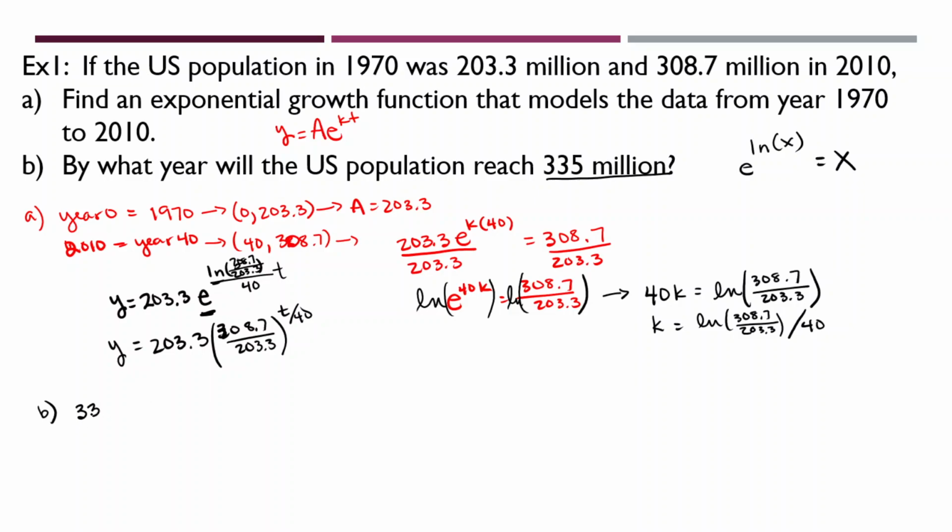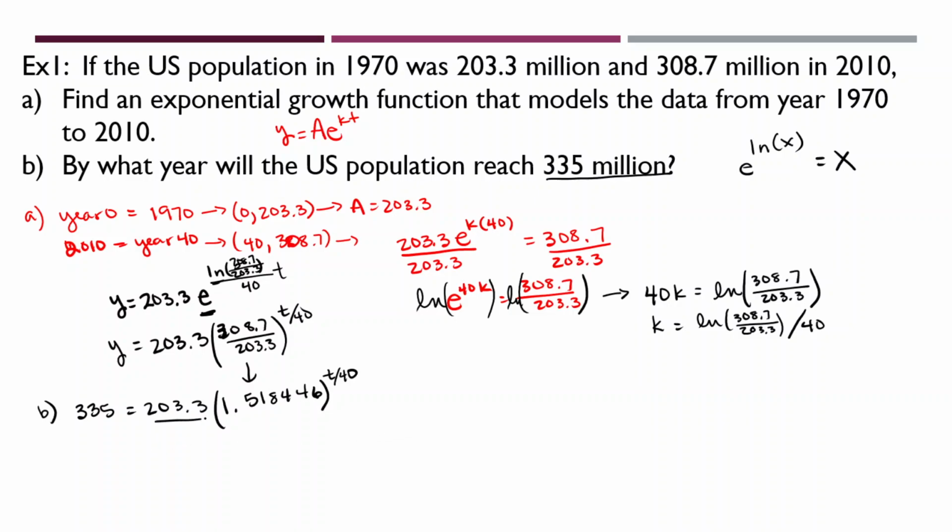And then part B says by what year will it reach 335 million? So I'm going to set 335 equal to 203.3 times this fraction, and let's see what that equals. 308.7 divided by 203.3 is approximately 1.518446. You want to take it out to a lot of decimal places here in the middle of the problem, otherwise you're going to get a large amount of error since this is exponential. You can simply leave it as the fraction until you get to the end of the problem.